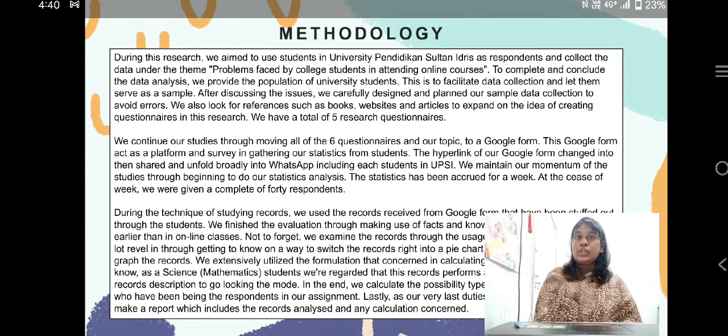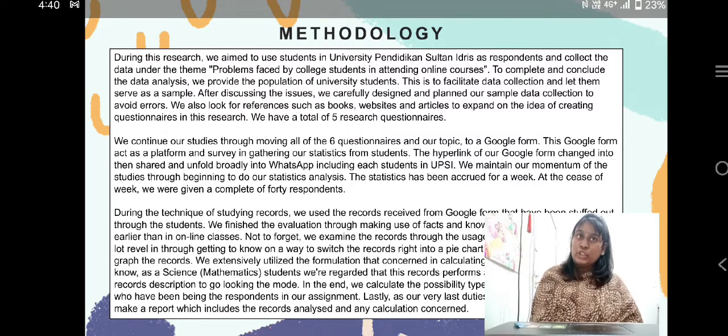During this research, we aim to use students in Universiti Pendidikan Sultan Idris as respondents and collect the data under the theme of problems faced by university students in attending online courses. To complete and conclude the data analysis, we take the population of university students. This is to facilitate data collection and let them serve as a sample.